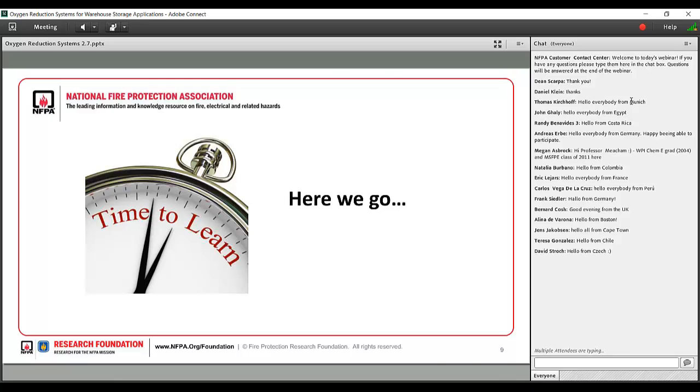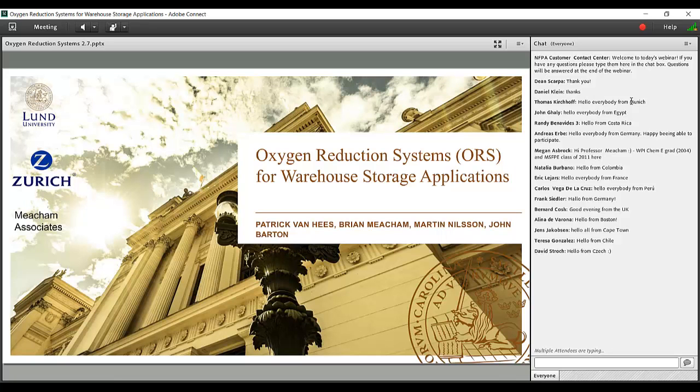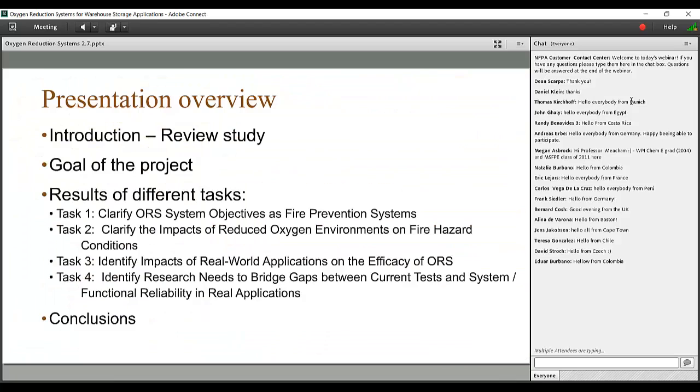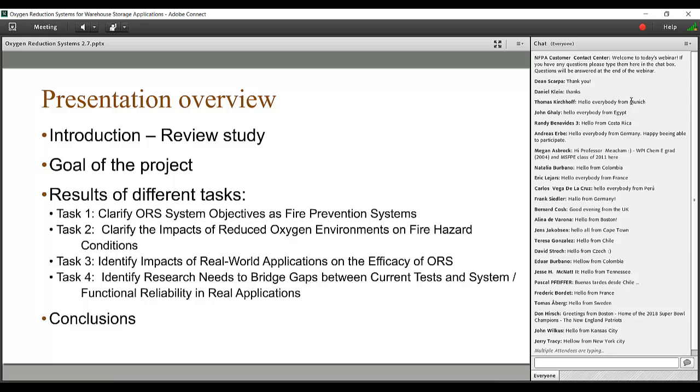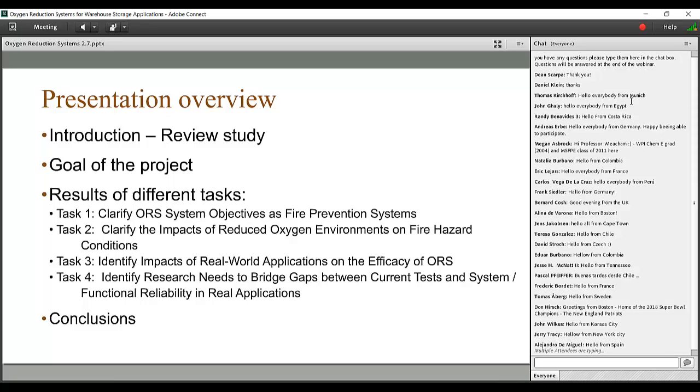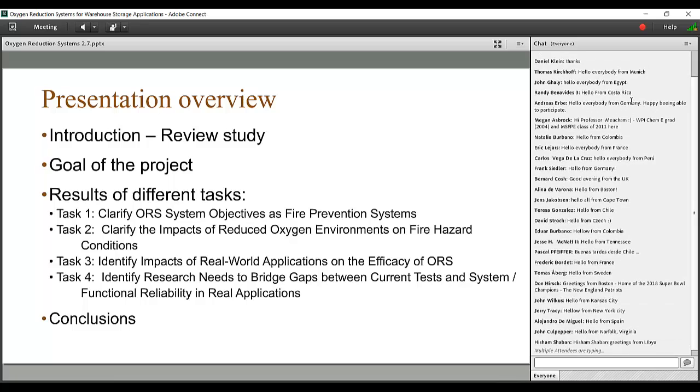So let's start with the presentation on oxygen reduction systems for warehouse storage applications. First, a short overview of the presentation. The main part will be given by me, but also Brian will take over certain parts at certain points in the presentation. We'll talk a little bit first about the reasons why we did this study, then the goal of the project, and then we had 4 different tasks in this research project, and we'll go through them one by one, and I'll finish up with some conclusions.